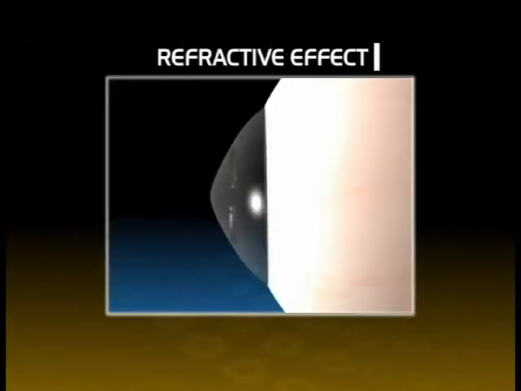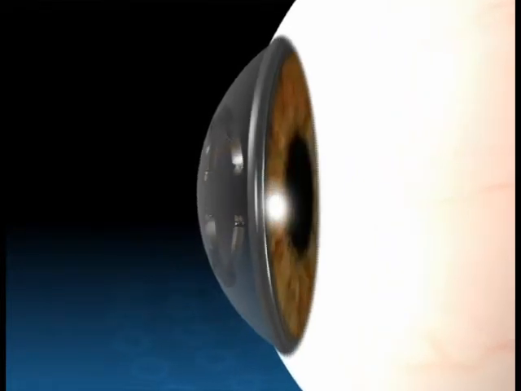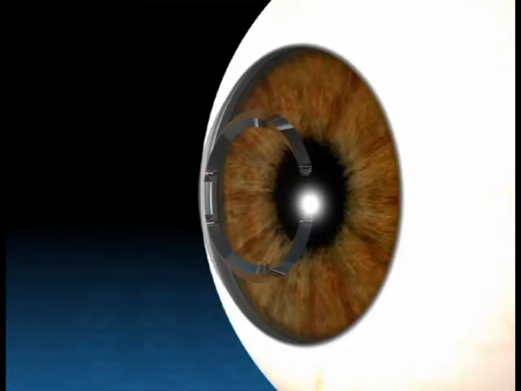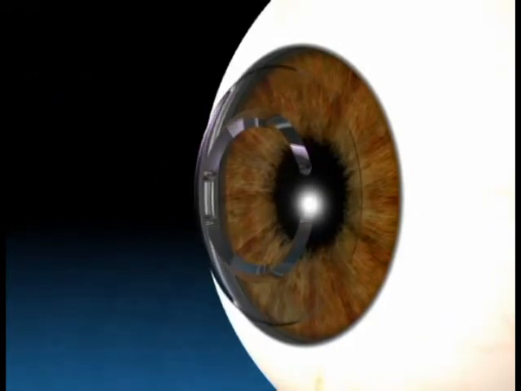Refractive effect. Keraring's corneal flattening and regularization properties cause a reduction of myopia and astigmatism as a beneficial side effect. However, Keraring surgery should not be considered as a refractive procedure because many patients will still require glasses or contact lenses after Keraring implantation.